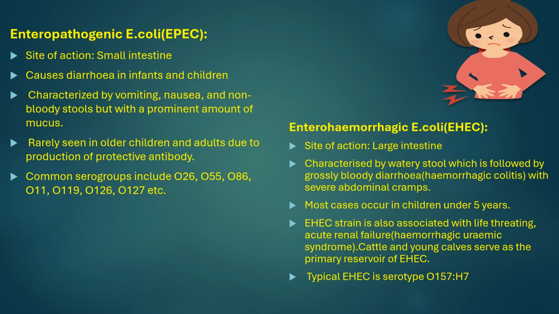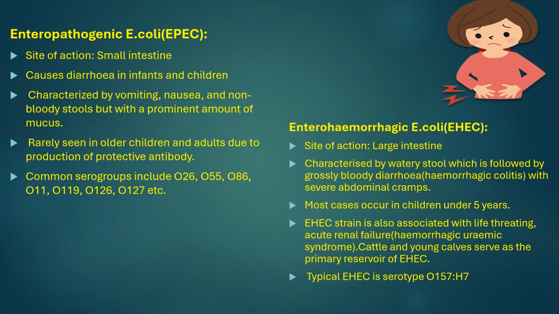Enteropathogenic E. coli. The site of action is small intestine. It causes diarrhea in infants and children, characterized by vomiting, nausea, and non-bloody stools. It is an important cause of pediatric diarrhea, most frequent in children in developing countries with poor sanitation. The disease is rarely seen in older children and adults, presumably due to production of protective antibody. Common serogroups involved include O26, O55, O86, O11, O19, etc. EPEC diarrhea occurs usually as institutional outbreaks in infants and children.